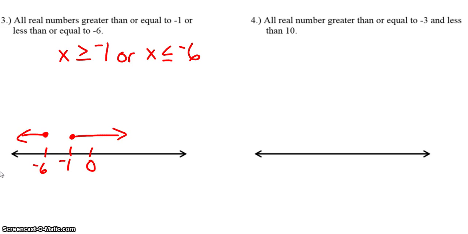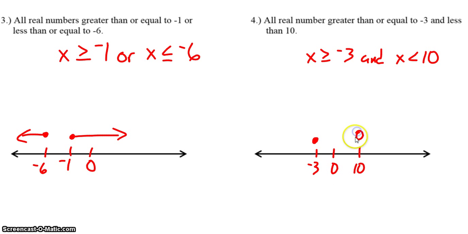In 4, all real numbers greater than or equal to -3 and less than 10. So x is greater than or equal to -3 and x is less than 10. So 0, -3, 10. Closed circle on -3, open circle on 10, and they come together. So that's about it when it comes to actually writing and graphing a basic compound inequality.